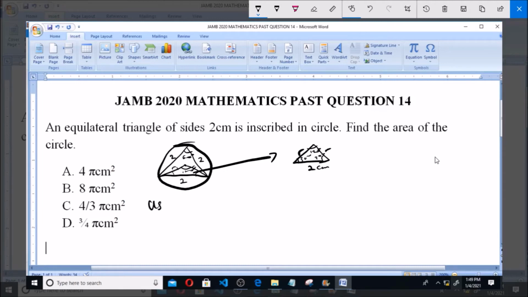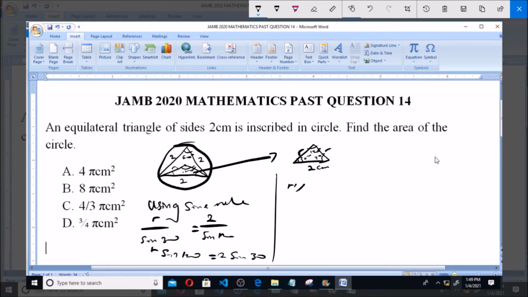Now using the sine rule, we can simply say that, let's pick any of them, R over sine 30 is equal to 2 cm over sine 120. So from here, when we cross multiply, we'll have R sine 120 is equal to 2 sine 30. Now this will give us R multiplied by sine 120, which is root 3 over 2, is equal to 2 multiplied by sine 30, which is 1 over 2. So the 2 cancels the 2, giving us 1. So now we have that R will be equal to 1 over root 3 over 2, and that is equal to 2 over root 3.